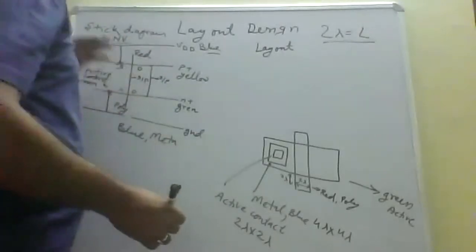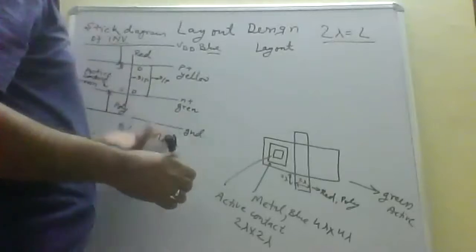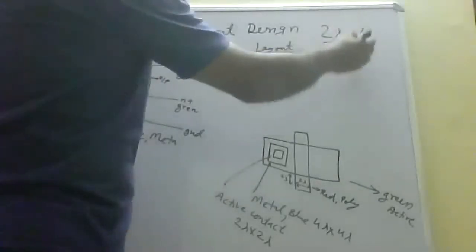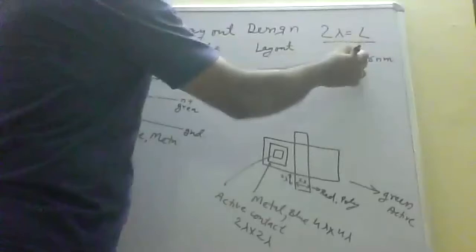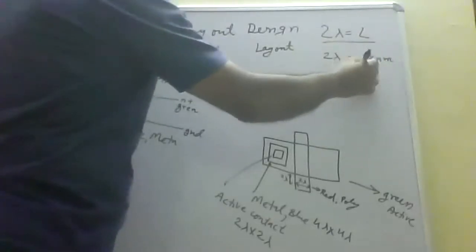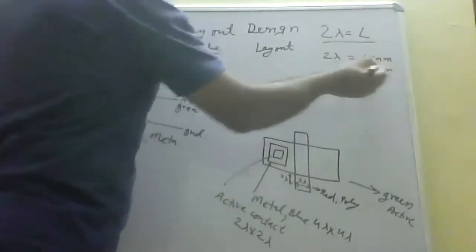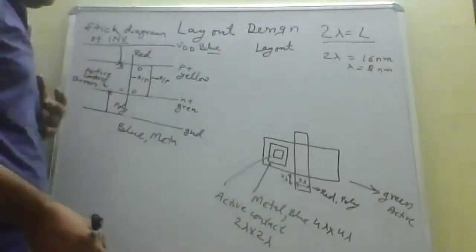For any technology, this is fixed. Only lambda will change according to the channel length. For example, if I use 16 nanometer technology, so L is 16, so this will be 2 lambda, and then lambda will be 8 nanometer. And accordingly, we fabricate this layout.